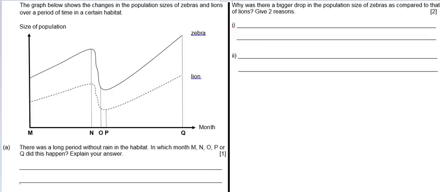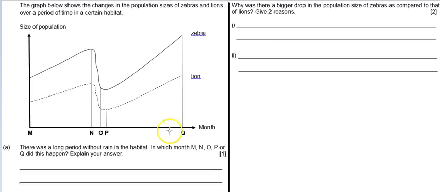Okay, so the graph below shows the changes in the population sizes of zebras and lions over a period of time in a certain habitat. You see that the x-axis, what is being tracked, is the changes over time, over months, okay? And what is being measured is the size of the population. Okay, so obviously this is a topic of interactions of life sciences.